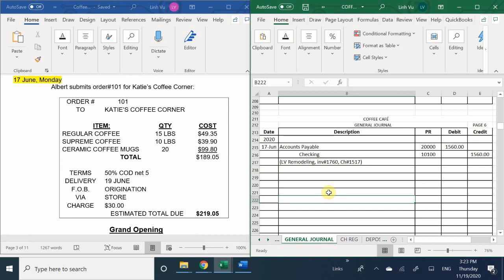Freight on board, meaning that it's at our location. Got it. Via store, charges $30 for delivery, and so bringing the estimated total due to $219.05. Okay, so what do we do with this actual order?